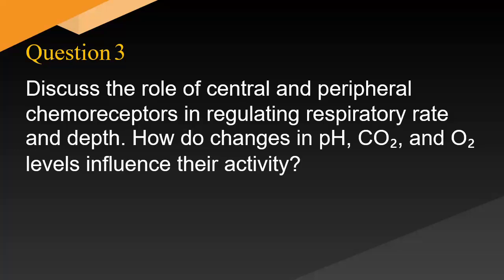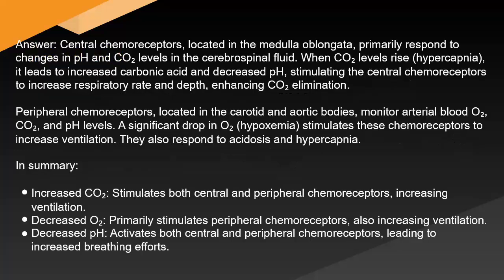Discuss the role of central and peripheral chemoreceptors in regulating respiratory rate and depth. How do changes in pH, CO2, and O2 levels influence their activity? Answer: central chemoreceptors, located in the medulla oblongata, primarily respond to changes in pH and CO2 levels in the cerebrospinal fluid. When CO2 levels rise, hypercapnia, it leads to increased carbonic acid and decreased pH, stimulating the central chemoreceptors to increase respiratory rate and depth, enhancing CO2 elimination.